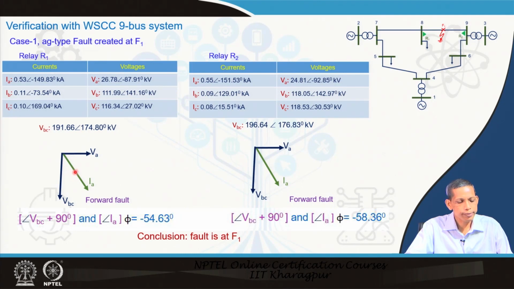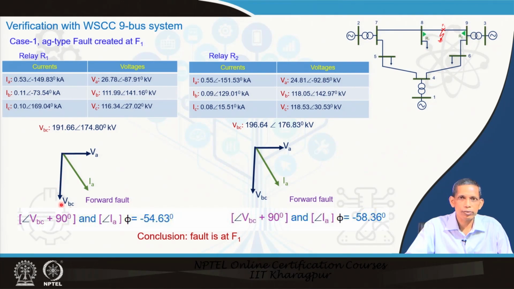Now, if we take VA as the reference, whose angle is minus 87.91, we add 87.91 to all values. We rotate anti-clockwise, so we get VA as the reference. At that time we compensate for all the 87.91 degrees, and VA takes this position. The IA angle is minus 149, so this current is lagging VA.